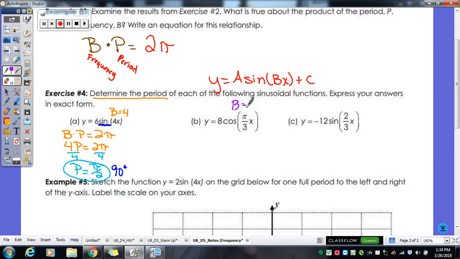Letter B, what is our frequency? Pi over 3. So I'm going to plug that into my formula, leaving it as pi over 3. So pi over 3 times my period equals 2 pi. So how do I get rid of my fraction pi over 3? Multiply by 3 over pi.